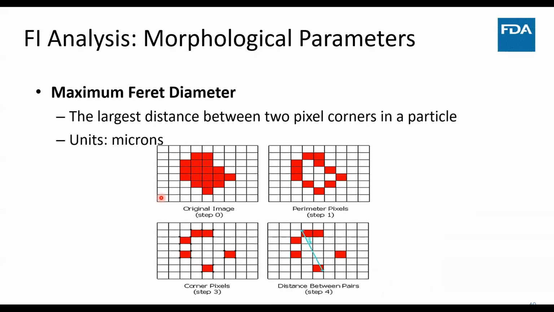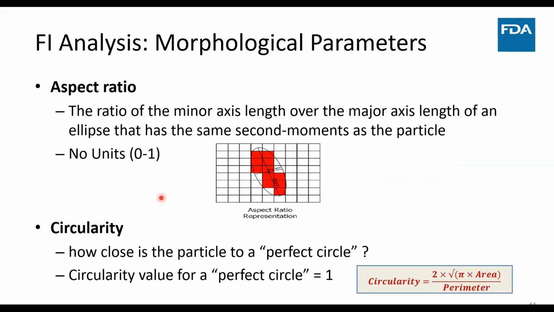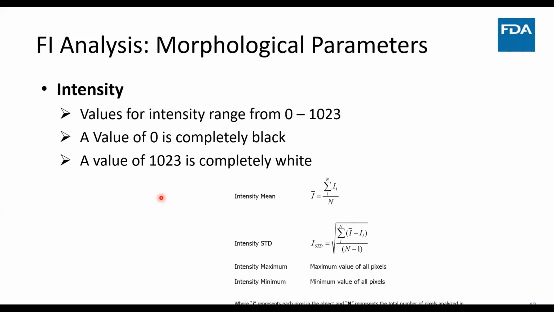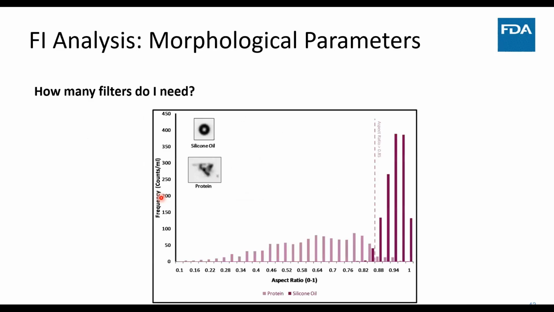And as I said, there are different parameters that the instrument could estimate. I will not go through all of them, but these are simple reads that you can look at. You can look at the maximum Feret diameter, which is the largest distance between two pixel corners in a particle, the aspect ratio, the circularity, and the intensity, with a value of 0 for completely black and a value of 1023 usually for a completely white product. Now, based on the intensity mean, the standard deviation, the maximum and the minimum, you could use that as a parameter to distinguish between the different types of particles you have in your product.